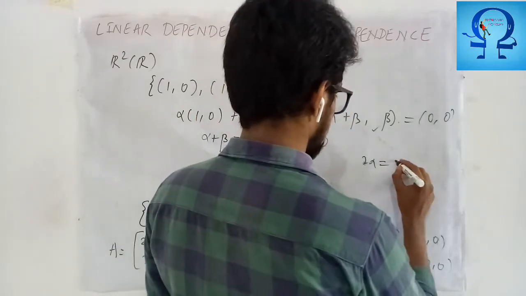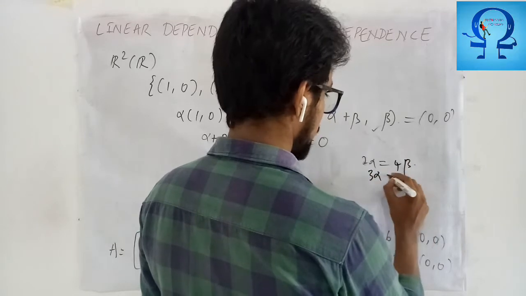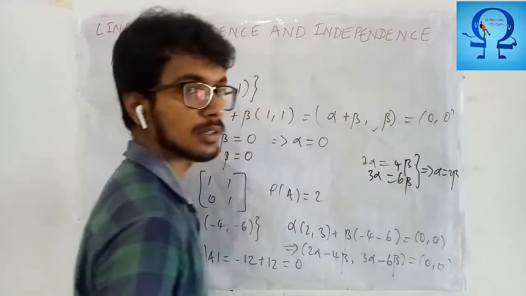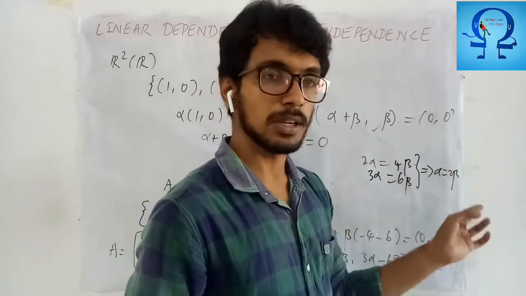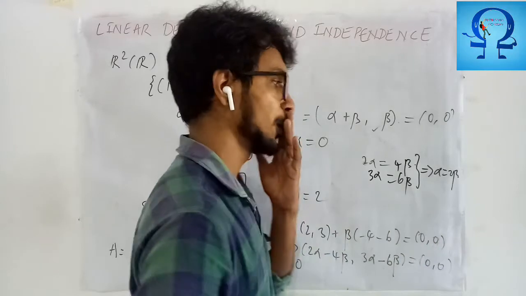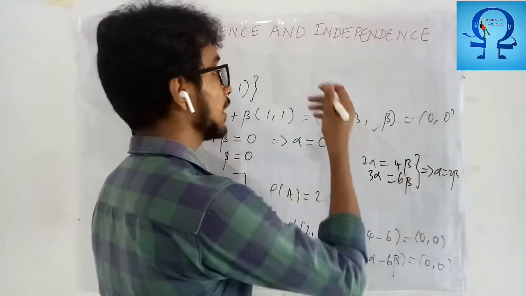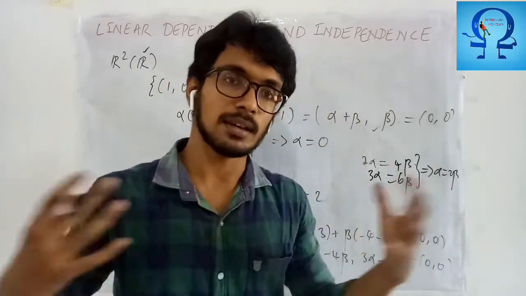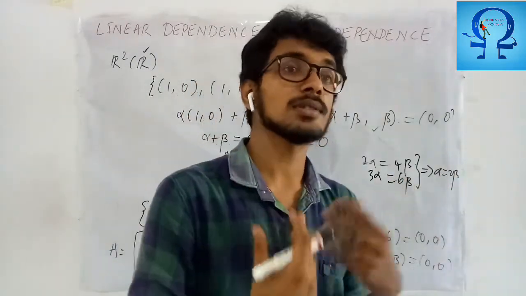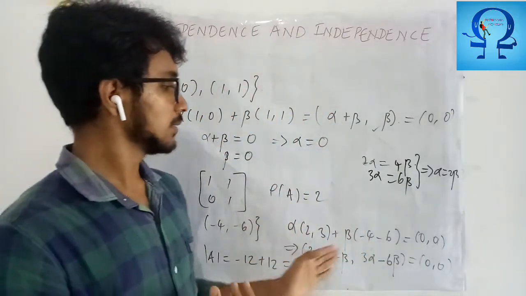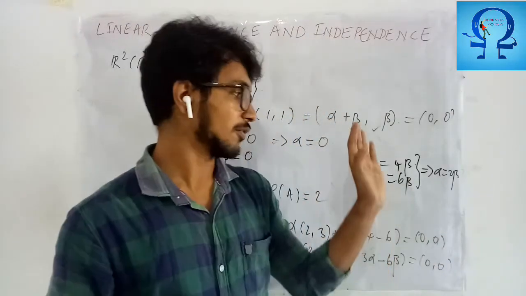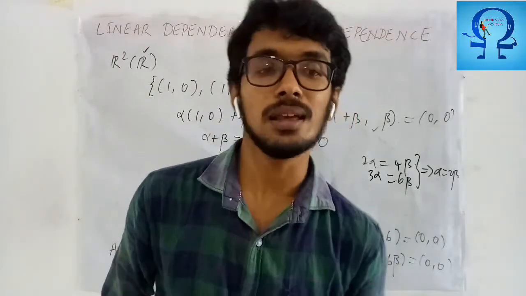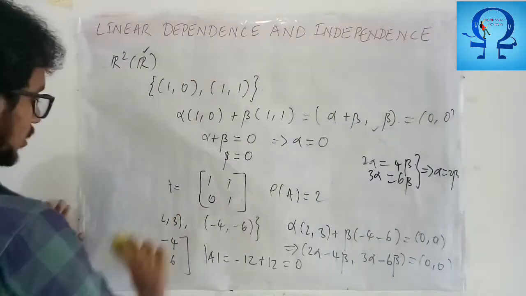My 2 alpha is 4 beta and 3 alpha is 6 beta. Both this implies what? Alpha is 2 beta. So whatever may be the value of beta, you can get 2 beta to be your alpha value, right? So beta can take any values in R, which means alpha is also getting several values in R. So for many values of alpha and beta, this is satisfied. Therefore this cannot be linearly independent. Therefore they are linearly dependent. Okay.